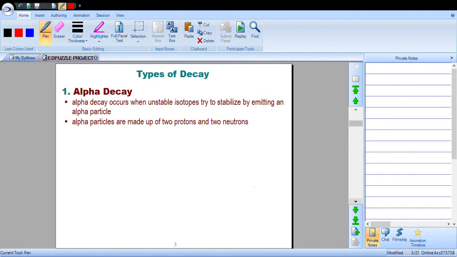There are 3 types of decay. The first decay is alpha decay. Alpha decay occurs when unstable isotopes try to stabilize by emitting an alpha particle. Alpha particles are made up of 2 protons and 2 neutrons. The symbol for this can look like this, or it can look like this.